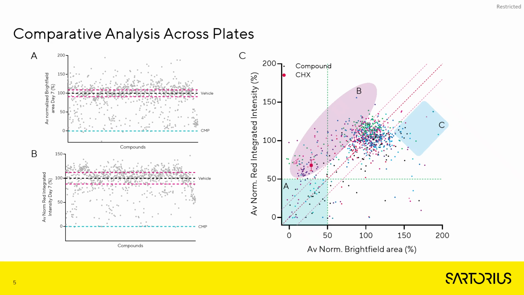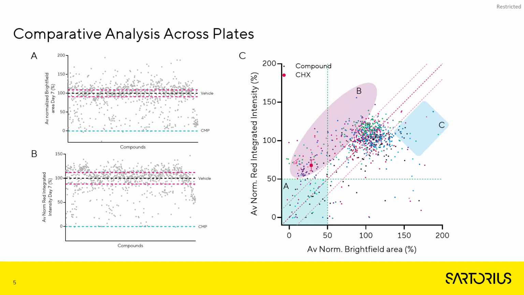The library consists of compounds targeting a vast range of mechanisms of action. To gain an overview of responses, the normalized values were plotted across all the plates for both spheroid size and viability, based on average bright field area and red integrated intensity. When the two readouts are compared directly, the regions of interest can be identified.